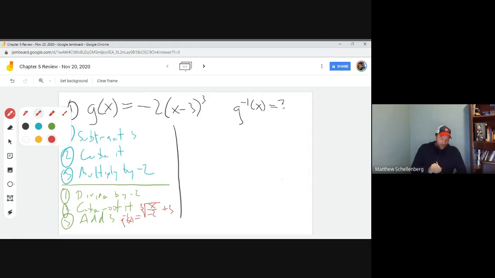The other, more mathematically common way that I would say most math people use is they just replace the g of x notation with a y. And so they rewrite the equation as y equals -2 times (x minus 3) cubed. And then to find the inverse, they simply switch the x and the y. So this means that we now have x equals -2 times (y minus 3) cubed.